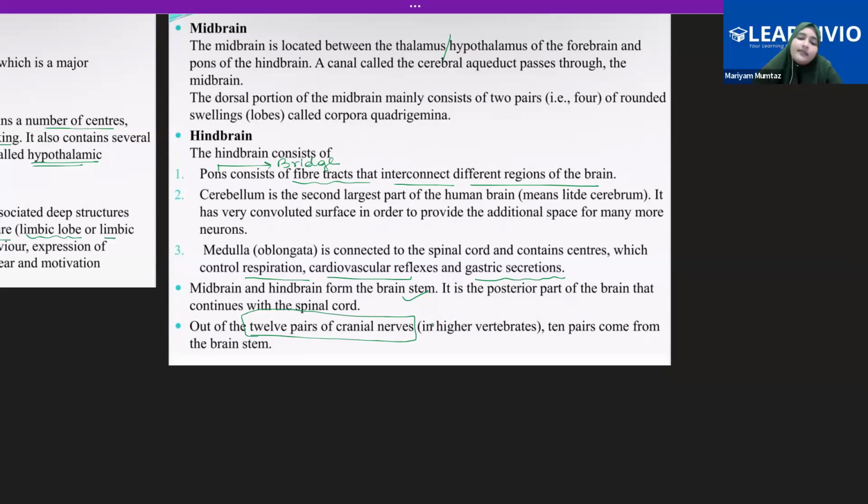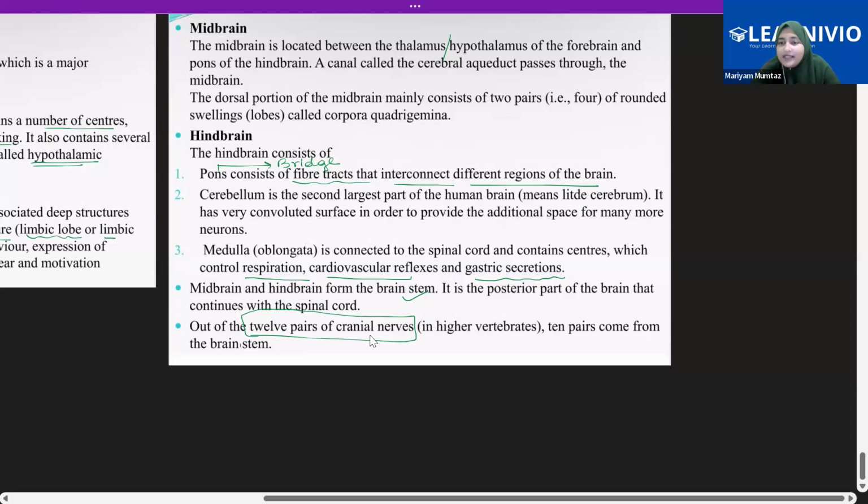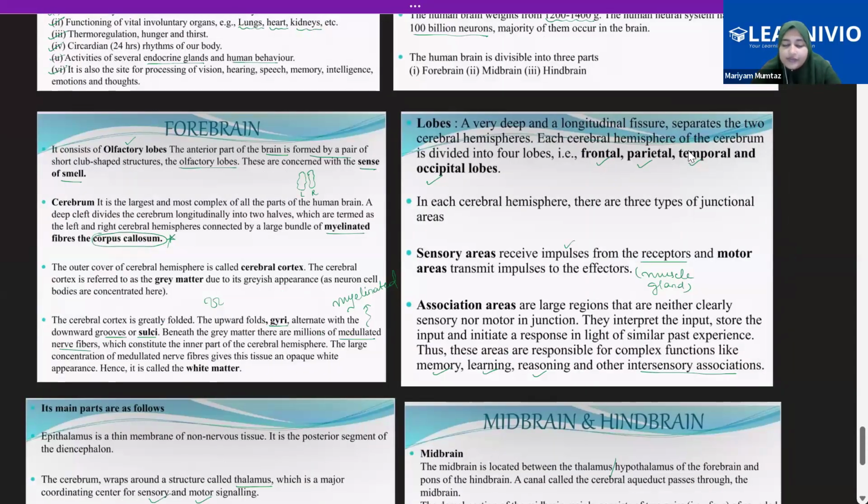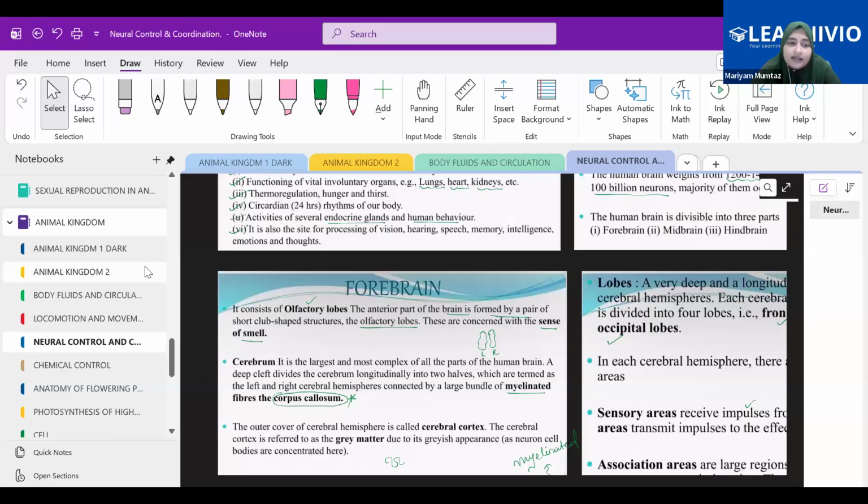Yes, ma'am. So that's all you need to know from this chapter, and we are basically through with this chapter, that is neural control and coordination. So now we'll directly jump from the animal world to the plants.